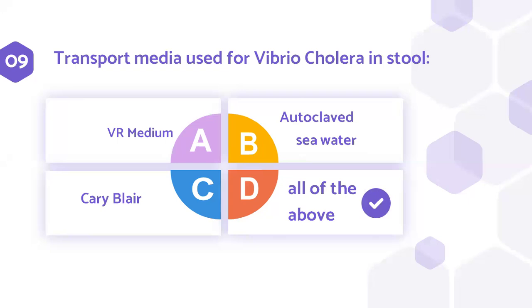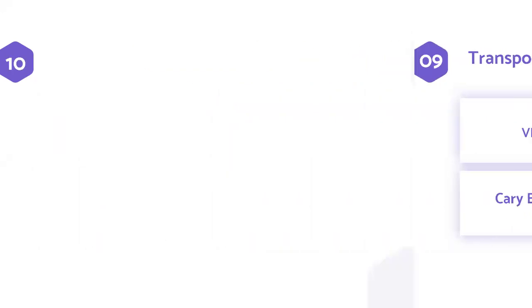Venkatraman Ramakrishnan medium, autoclaved seawater, and Cary-Blair medium, these three culture media are transport media. They do not allow the bacteria to multiply, but they maintain the viability of the cells.